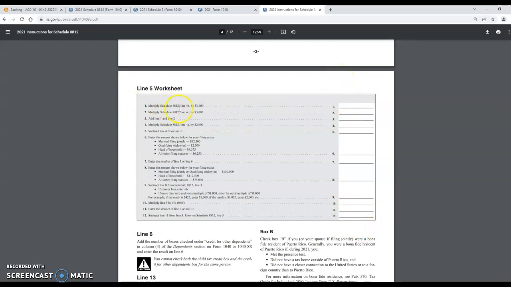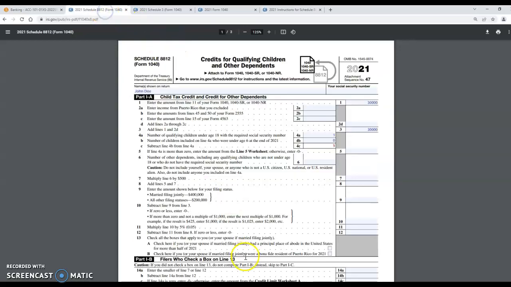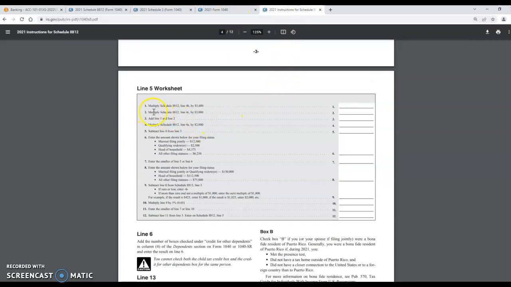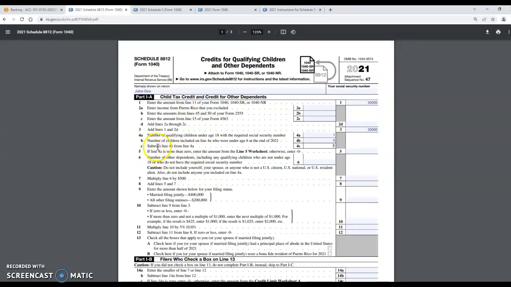So line 1, it says, multiply schedule 8812 line 4B by 3600. So on the 8812, line 4B was the children who were under the age of 6. So if we would have had any of those, there's a $3,600 child tax credit. But we don't have any of those. Okay, line 2, multiply schedule 8812 line 4C by 3,000. So on the 8812 line 4C, we have a 1.